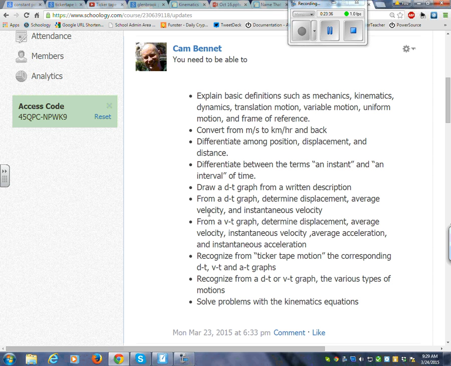From a DT graph, determine displacement, average velocity, and instantaneous velocity. From a VT graph, determine displacement, average velocity, instantaneous velocity, average acceleration, instantaneous acceleration. Remember the 2-column pages? Basically everything on there. Recognize some ticker tape motion, the corresponding DT, VT, and AT graphs. Again, I realized last night, I haven't quite covered that. So literally, here's what the question looks like. There'll be little dots, and you have to tell me what the graphs look like.